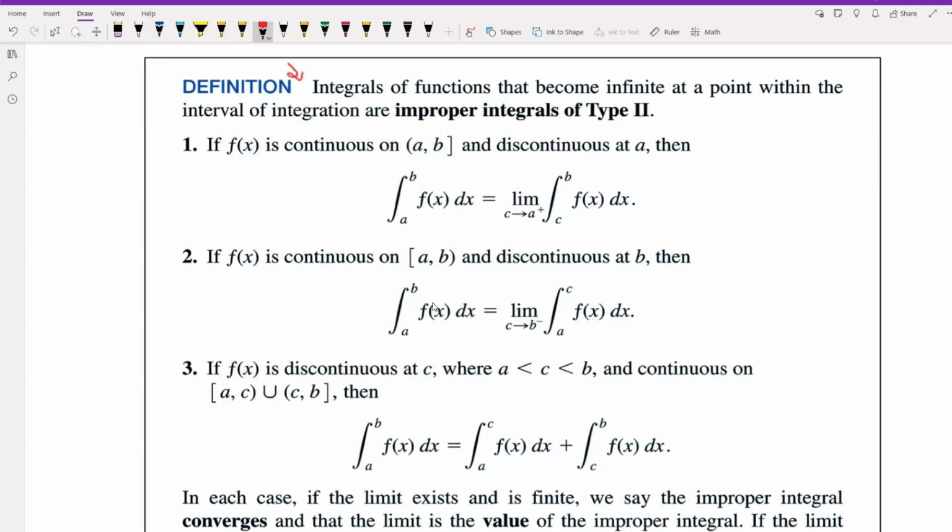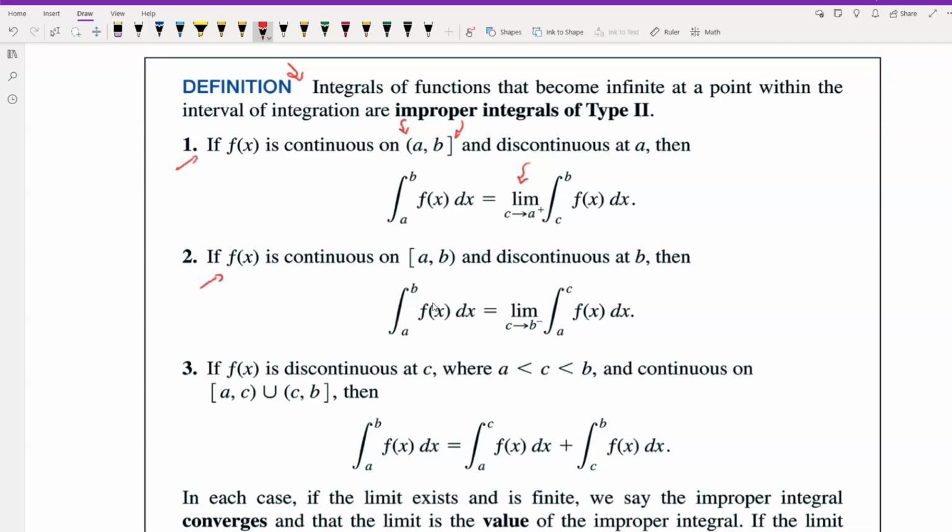The definition: integrals of functions that become infinite at a point within the interval of integration are improper integrals of type 2. Number 1, if f of x is continuous on (a, b], here we have parentheses, and discontinuous at a, then the integral from a to b of f of x dx is equal to the limit as c approaches a from the right of the integral from c to b of f of x dx.